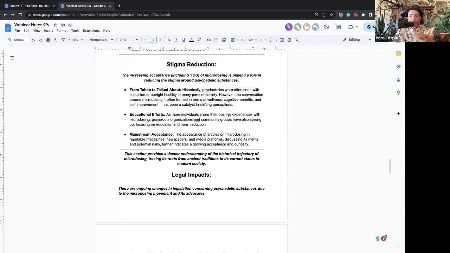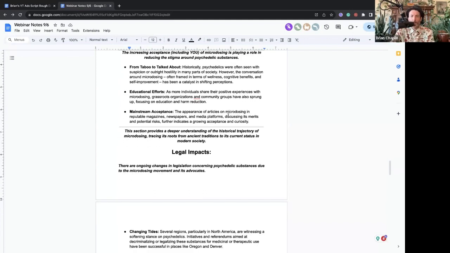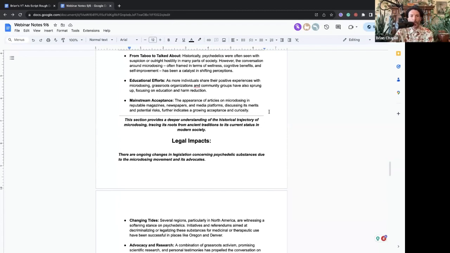Okay, so the increasing acceptance, just because you're here, means you're accepting this practice of microdosing is playing a role in reducing stigma around psychedelic substances, cannabis, hemp, CBD. Let's just call it alternative forms of healing, from taboo to talked about. So they were often seen with suspicion or outright hostility. Why? Who wants other people, right? The peasants, us, right? People that aren't in the military industrial complex, right? That are, the power and the greed expanding their minds and piercing through the veil, right?